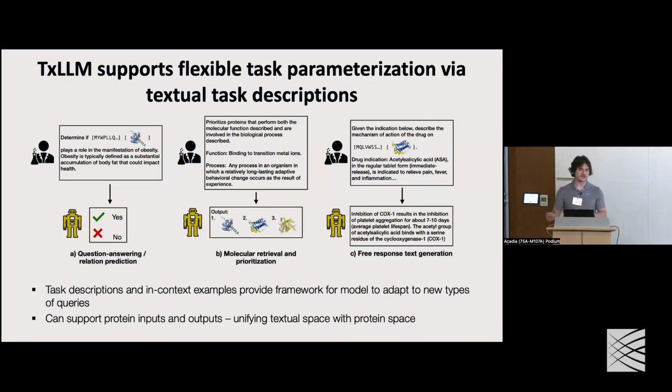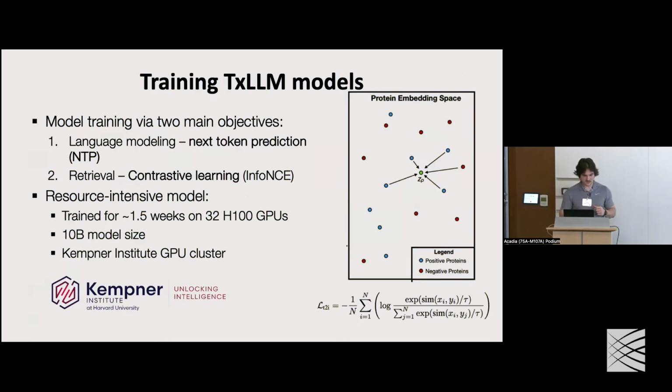And so the important thing here, again, is this is one model that's doing all of this, right? By unifying everything under this sort of textual domain, we can describe lots of tasks in a very flexible way. So how do we train this model?